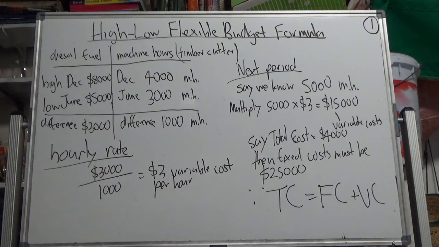Okay, and the guide states that these are volume-based cost drivers. Now I'm going to just point out the high-low flexible budget formula, and I'll just move to the whiteboard.